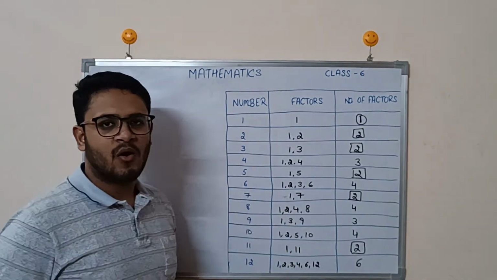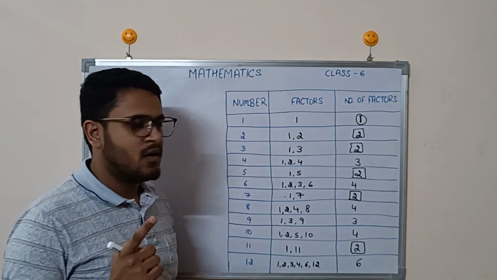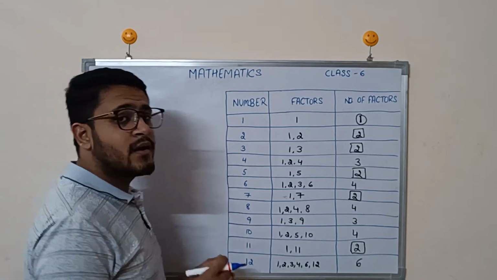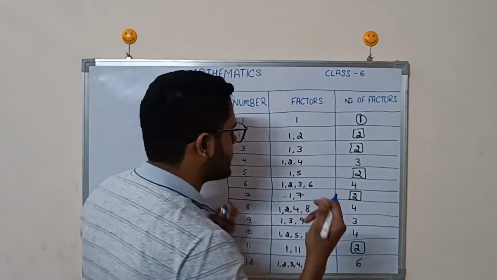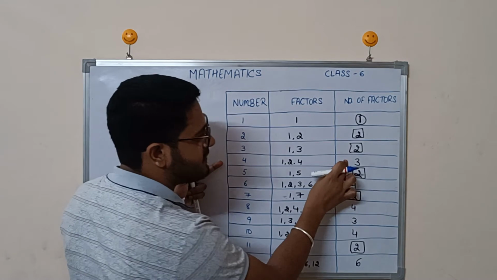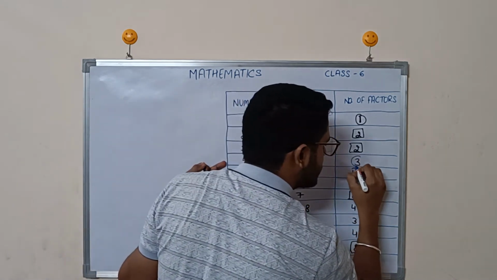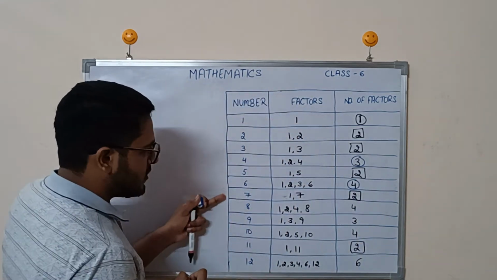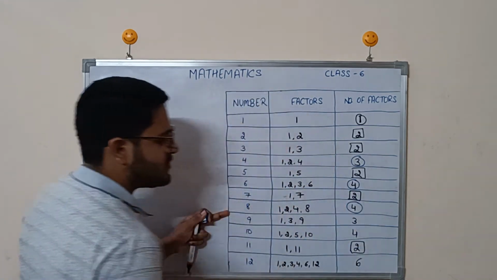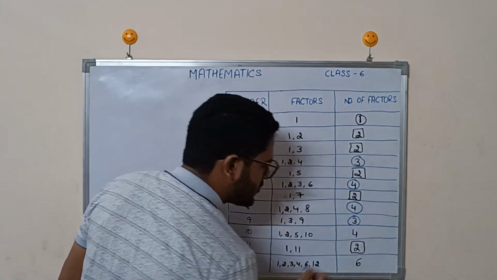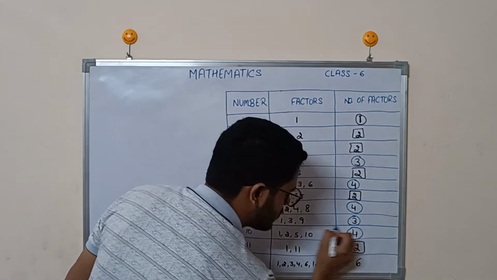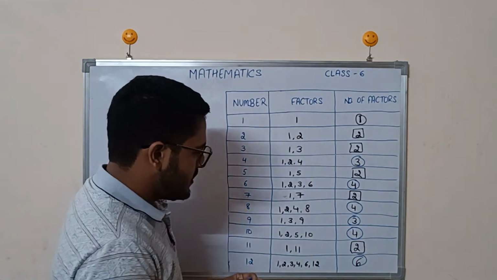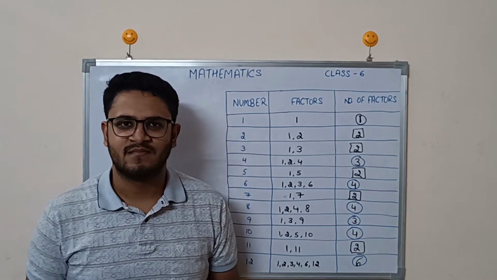Now we have talked about the numbers who have only one factor or the numbers who have 2 factors. The third category is the numbers who have more than 2 factors. For example, the number 4 has 3 factors, which is more than 2. Similarly 6, we have more than 2 factors. For 8, 9, 10, and 12 also we have more than 2 factors.